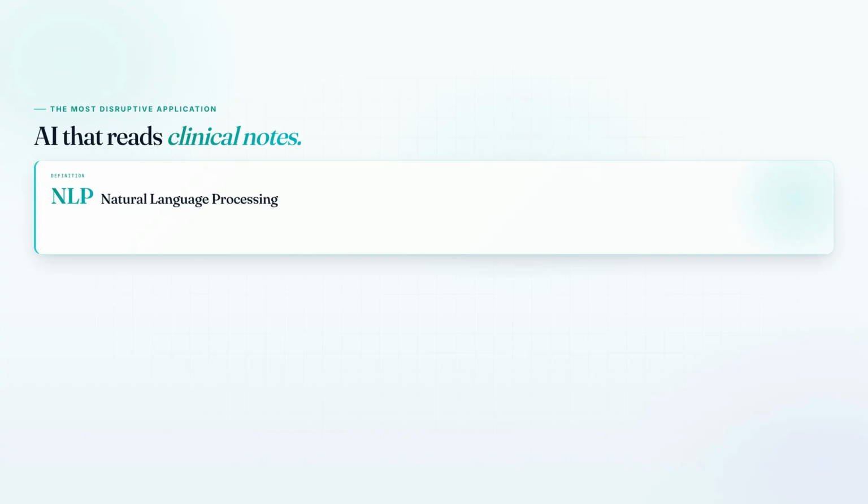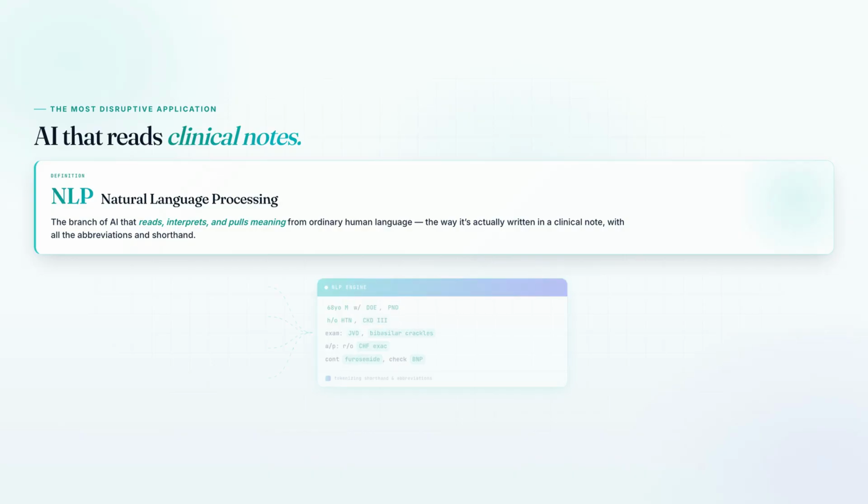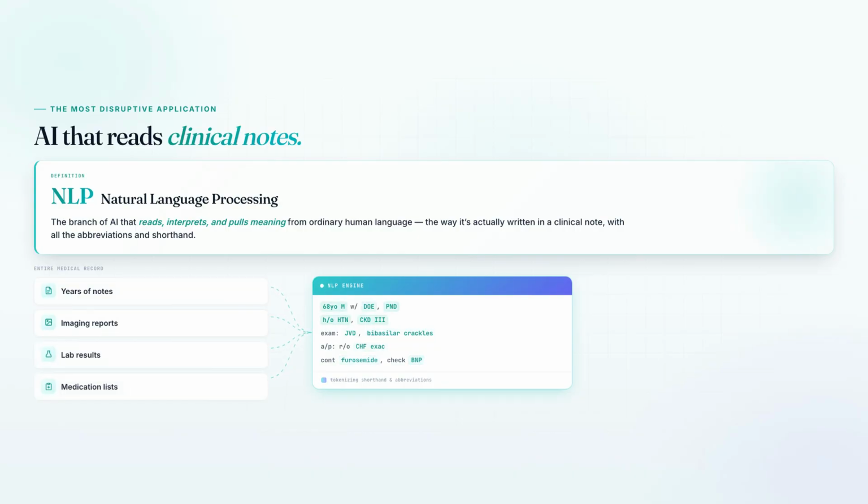The third diagnostic application, and arguably the most disruptive, is AI that reads clinical notes. This relies on natural language processing, or NLP. Natural language processing is the branch of AI that lets a computer read, interpret, and pull meaning out of ordinary human language the way it's actually written in a clinical note, with all the abbreviations and shorthand we use. An NLP-based diagnostic tool can process a patient's entire medical record, years of notes, imaging reports, lab results, medication lists, and it can identify diagnostic patterns that span across visits and across specialties.